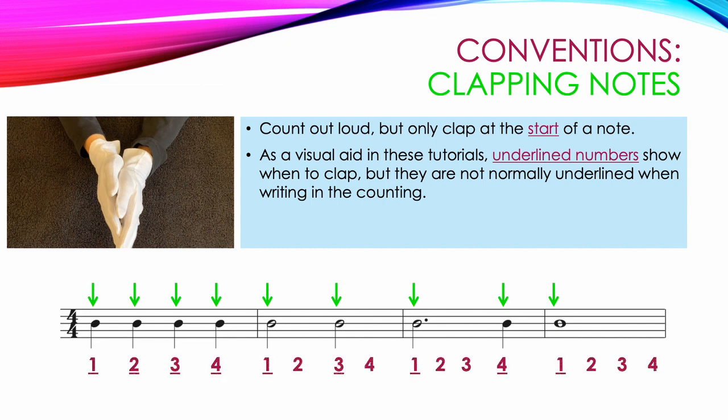Notice the underlining 1, 2, 3, 4 because we would clap on each of those numbers. In the next measure, we'd clap on the 1 and the 3. In the third measure, we clap on count 1, then count 4 would be another clap. In the last measure, we would clap on count 1 and continue to count out loud 2, 3, and 4.